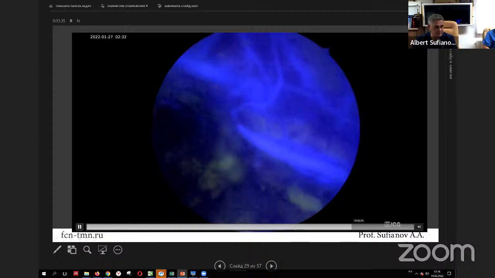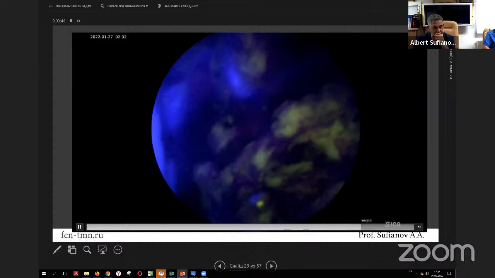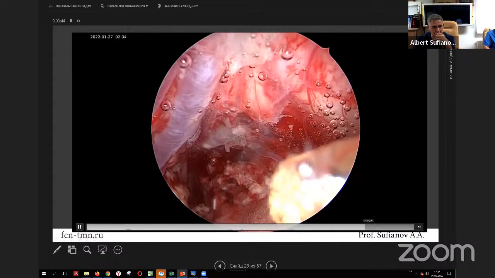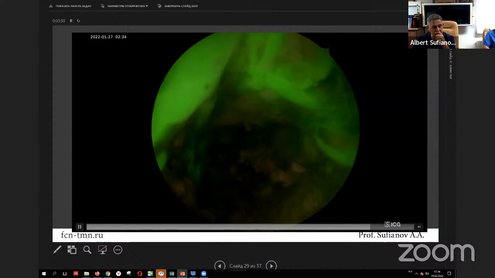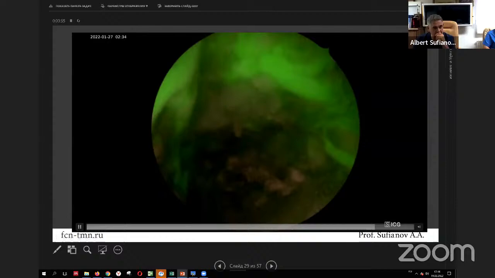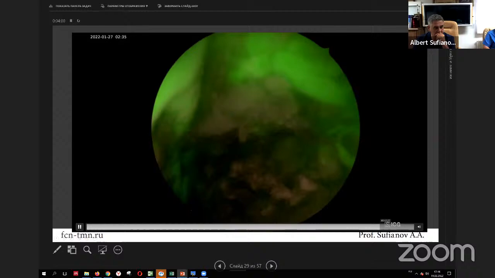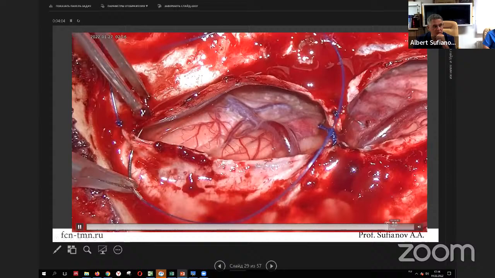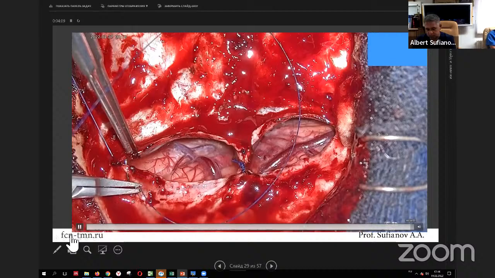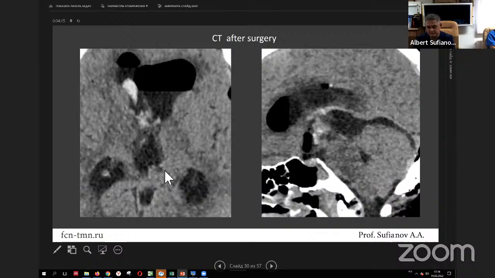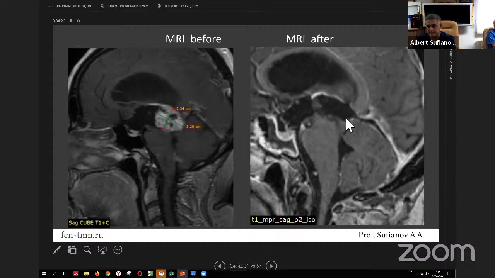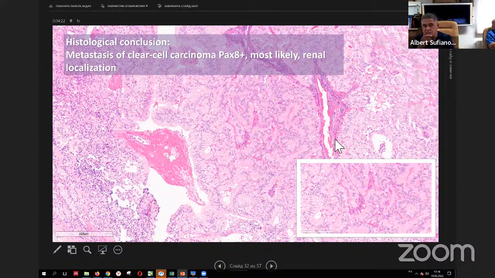This is by endoscope. And you see the remnants, also remnants of the tumor, no remnants. This is after operation, after total removal. Again, check. Very easy to check by endoscope. And now close the surgical field. This is after operation, total removal. Before, after. This is histology, it's metastasis from renal localization.